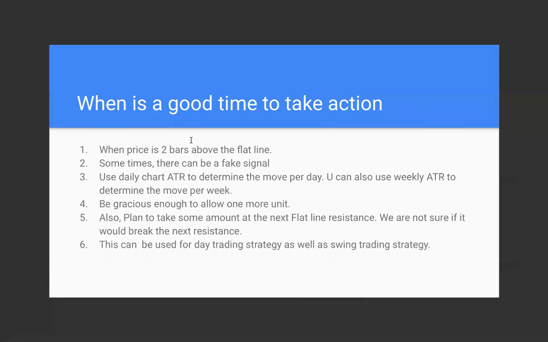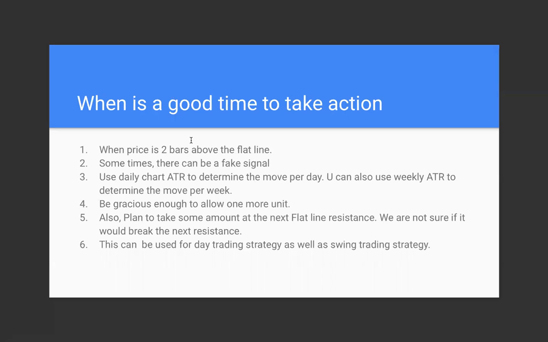Okay, what is a good time to take action, guys? So far we saw some of the charts. So when is a good time to take action? When the price is 2 bars above the flat line. It works even for the bottom. If you're going for a short, then it has to be 2 bars below the support or the resistance.